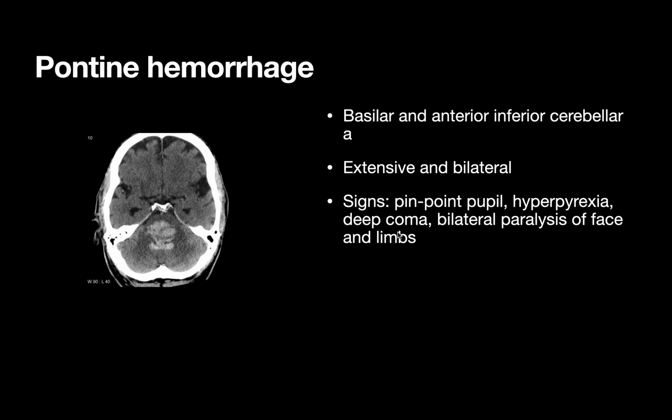Bilateral paralysis of the face and limbs. It's because a lot of brain structures are affected, because it's the basilar artery. Remember, it's not just the pontine arteries being affected. If the basilar artery is involved, everything is affected. And as you can see here, it's a pretty big one.